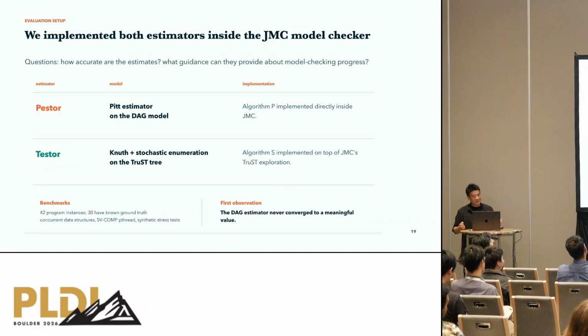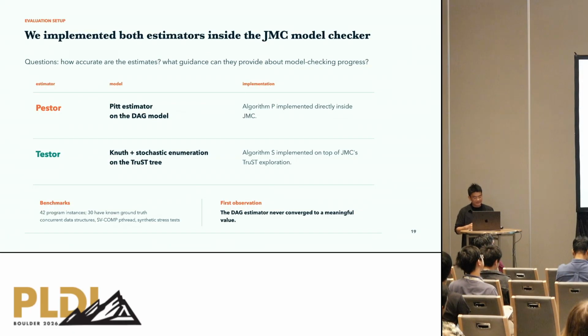Okay, and for evaluation, we implement both of the estimators inside a Java model checker, JMC. The questions we want to answer in the evaluation are: how accurate are the estimates, and what guidance can they provide about the model checking progress? We call our DAG estimator PASTER, due to its Pete's algorithm, and we call the tree estimator TESTER.